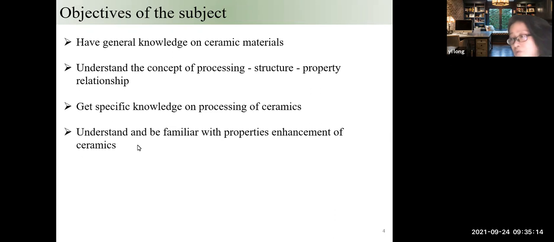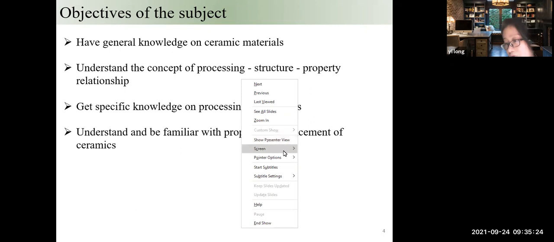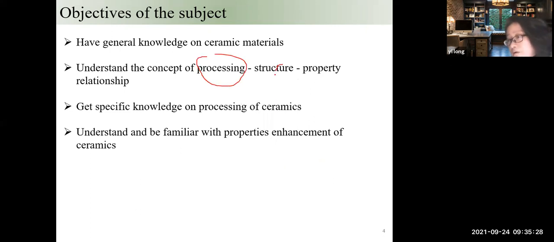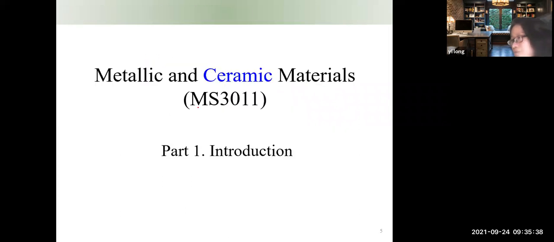Since the process, structure, and property are closely linked with each other, let me try to write something here. These three things are super, super important, so you have to know the interrelationship between the three of them. Normally the first week is always a happy week, right?